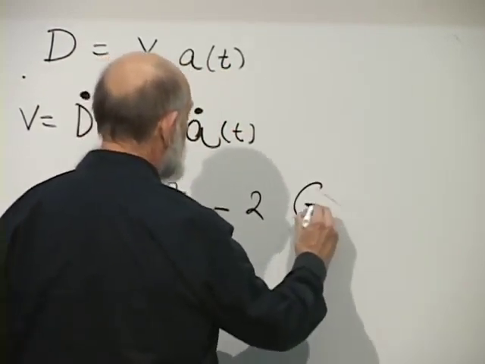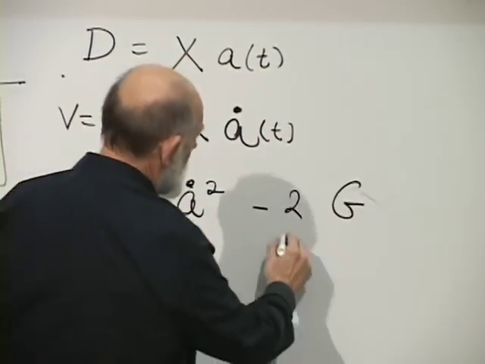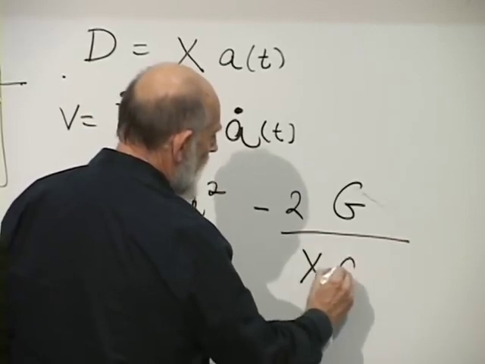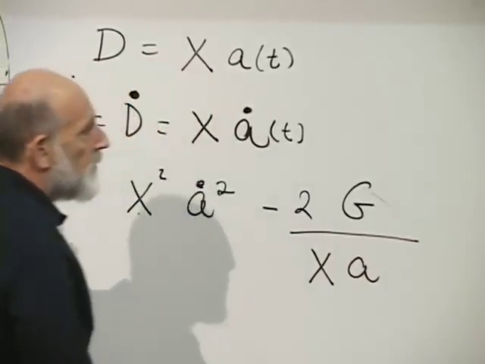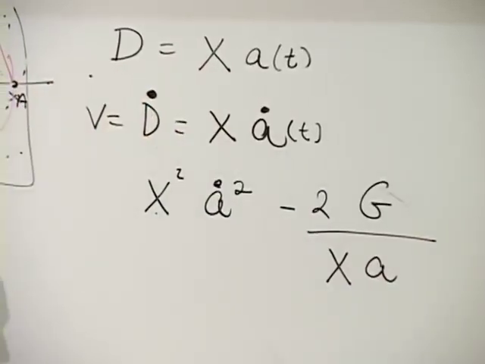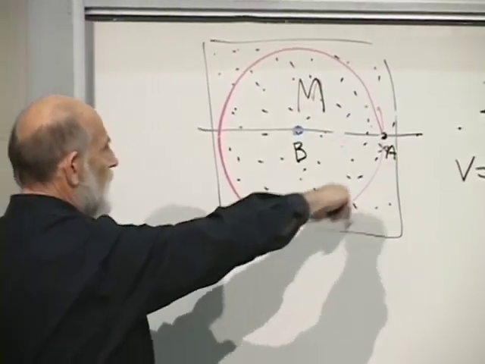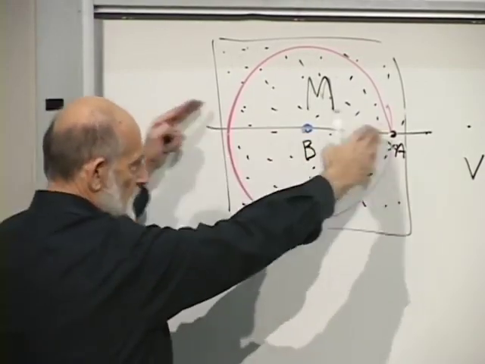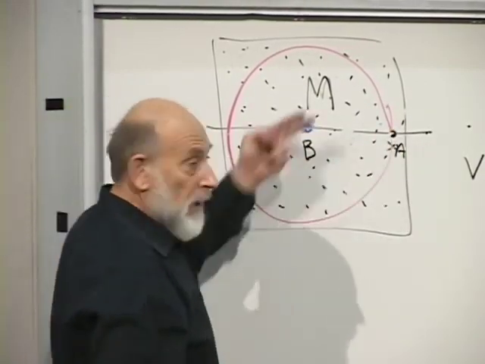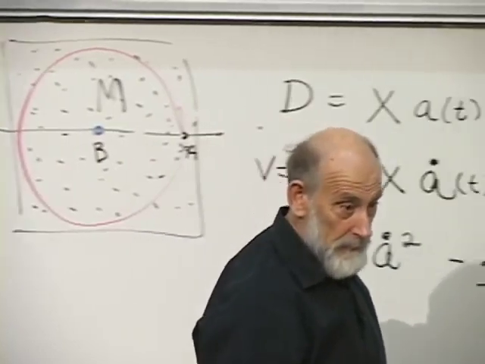Okay, now let's write down this term, minus twice G. The distance is x times a. But what about the mass within here? The mass in here is not just a number like the mass of the sun. It depends on how big this sphere is. How big, it depends on how many galaxies are inside it, basically.